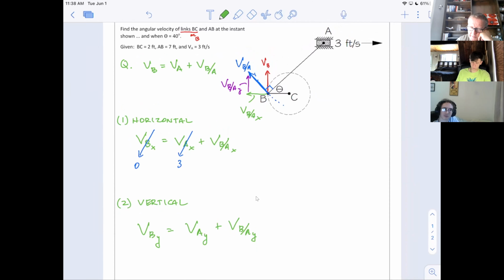So what's the velocity of B in the Y direction? Well, in this picture, notice it literally is the velocity of B because it is entirely in the Y direction. Notice the velocity of A, as I said a second ago. What is it doing in the Y direction? Well, it's moving right, which means it isn't moving up or down at all.